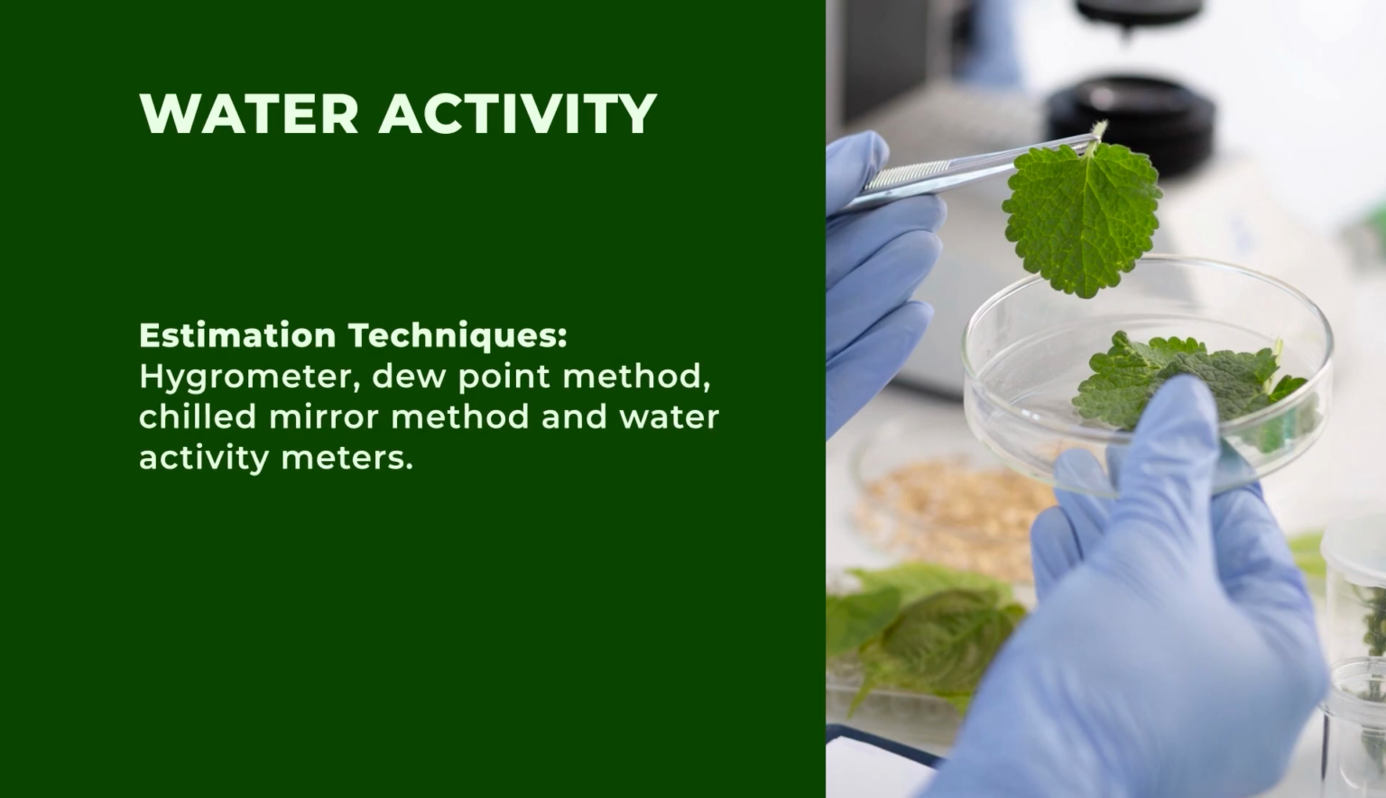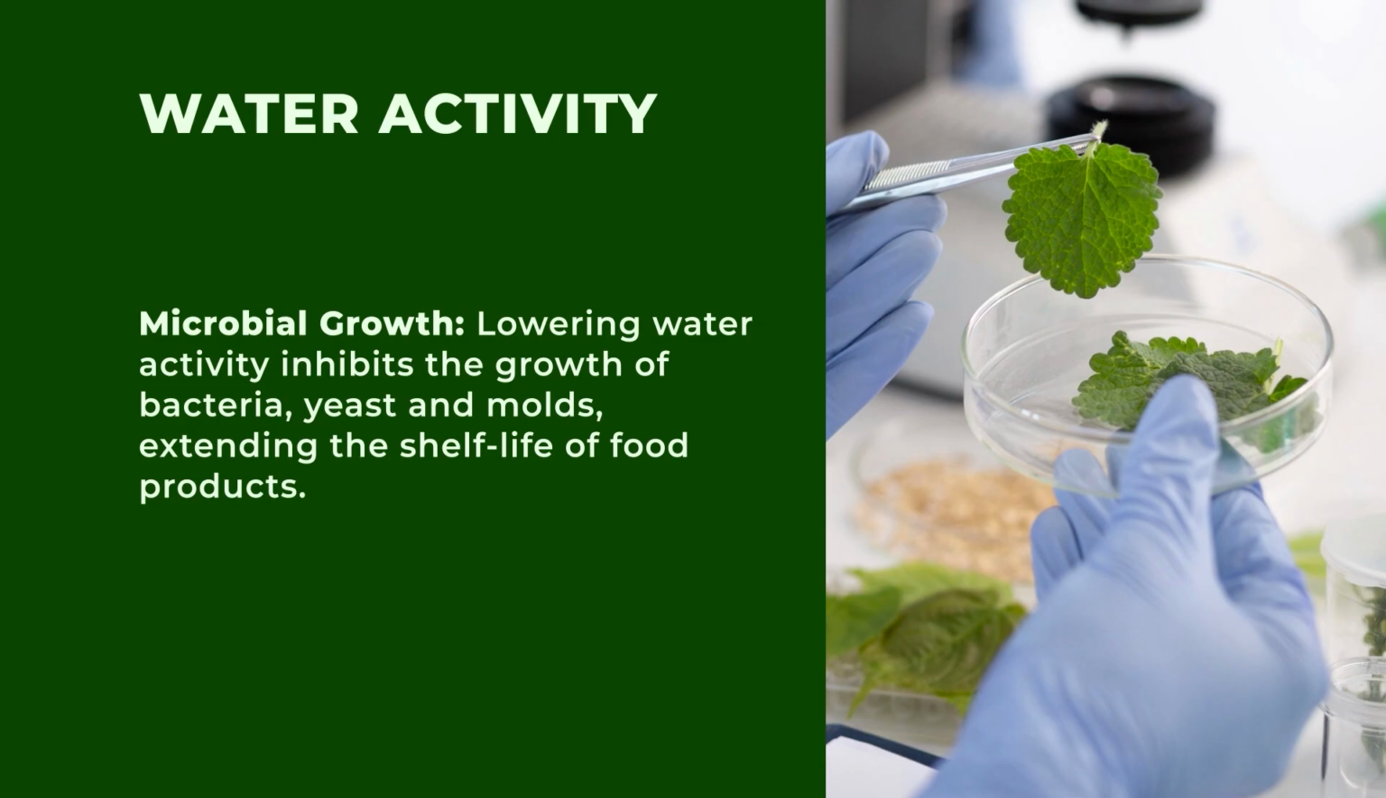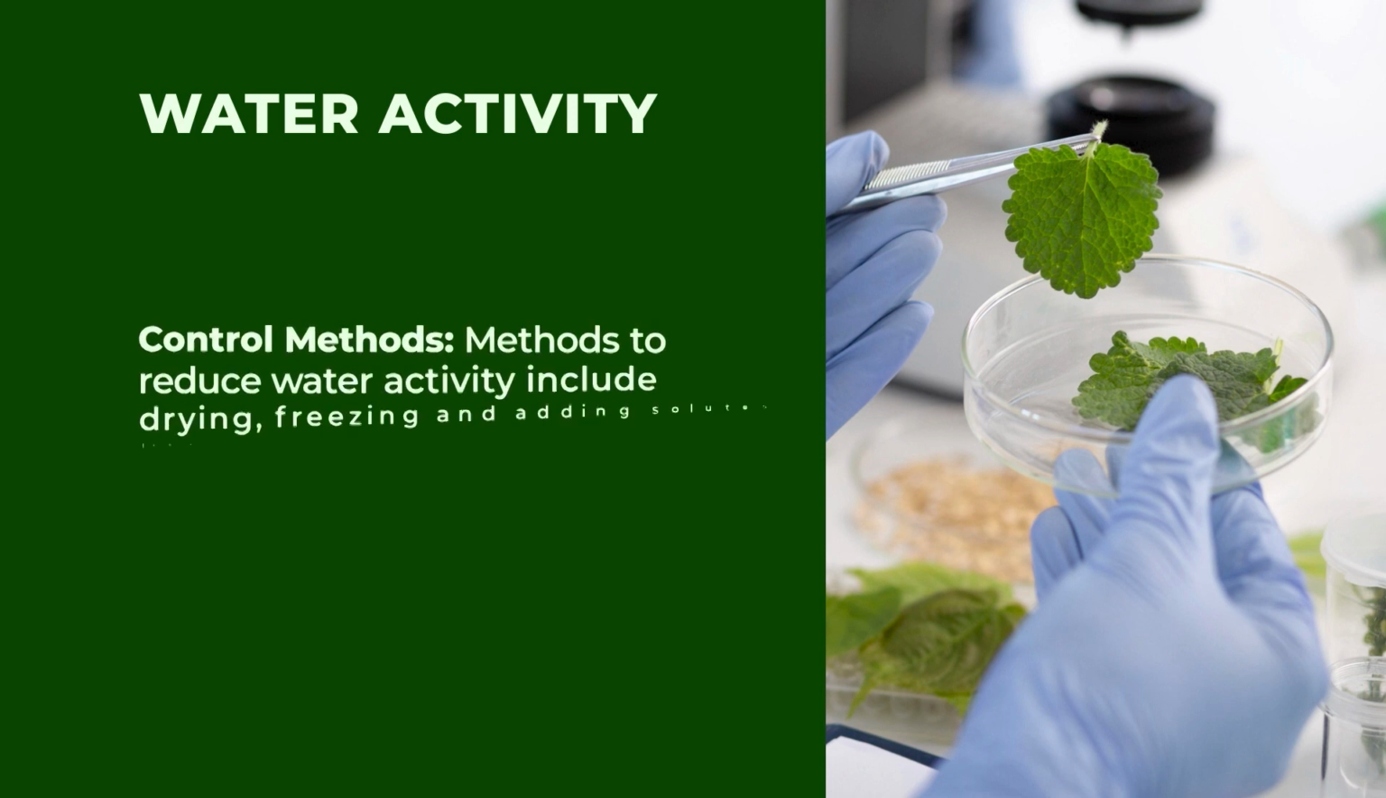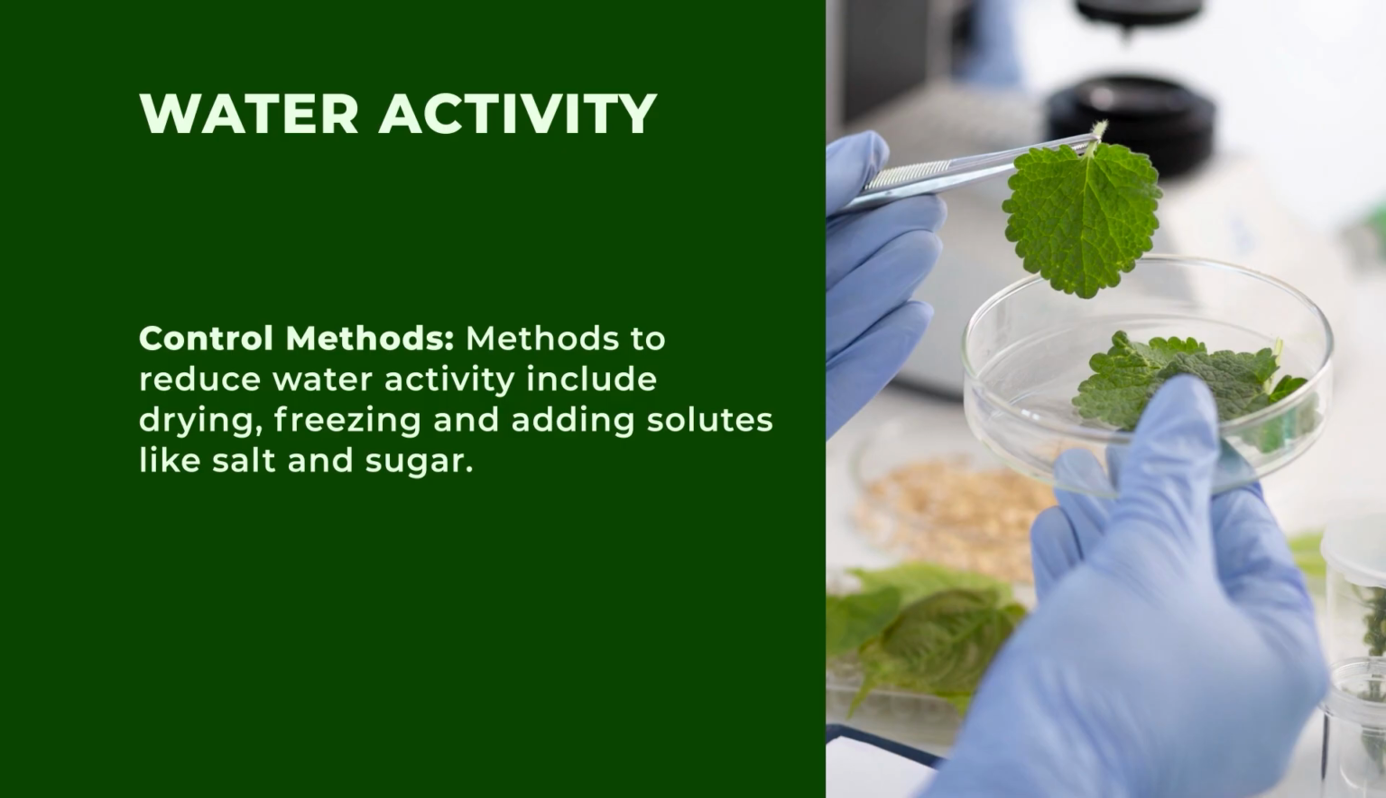The methods to estimate it are the hygrometer, dew point method, chilled mirror method, and water activity meters. As I mentioned, they are responsible for microbial growth and chemical reactions. Normally, if we lower the water activity, it inhibits the growth of bacteria, yeast, and mold, and extends the shelf life of food products. Then, how do we control it? Basically, we can control water activity by methods like drying, freezing, or adding solutes like salt and sugar.